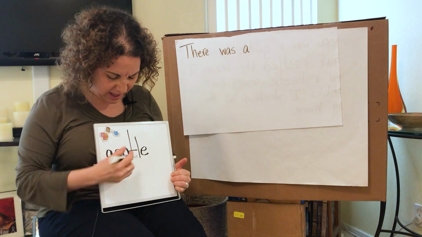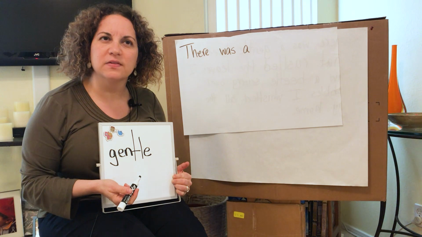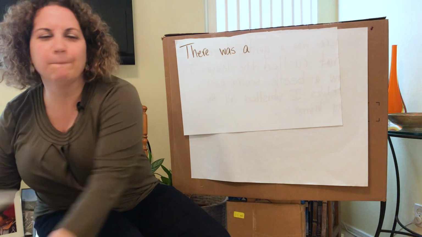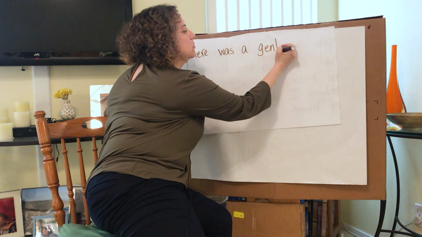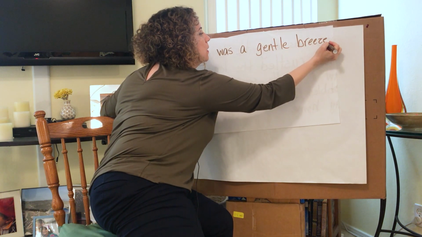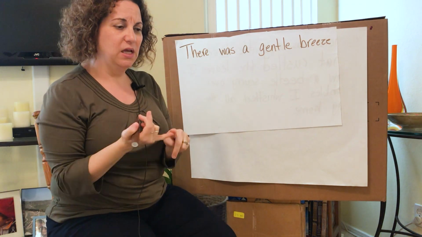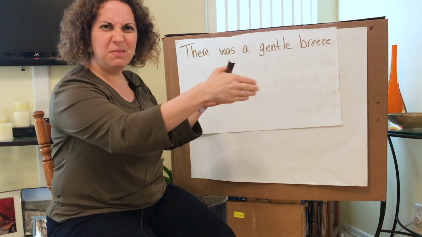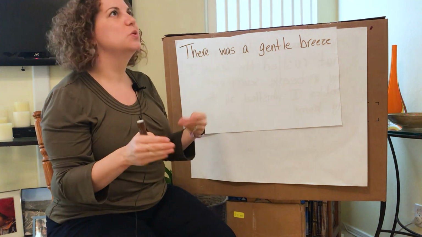And I even notice here I have a closed syllable pattern in the beginning, and then I have that consonant LE pattern in the second part of the word. Gentle. I think that looks right. There was a gentle breeze. So did you see how I just slowed down for a minute? I said the word slowly. I listened for any patterns that I knew, and then I just took the word bit by bit, right? Each pattern at a time, and put it together. There was a gentle breeze.